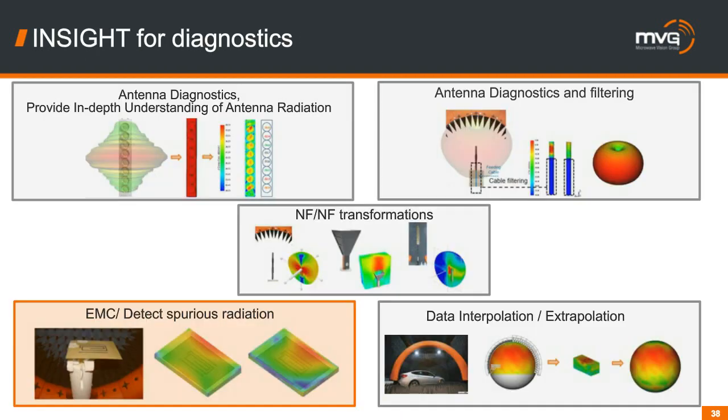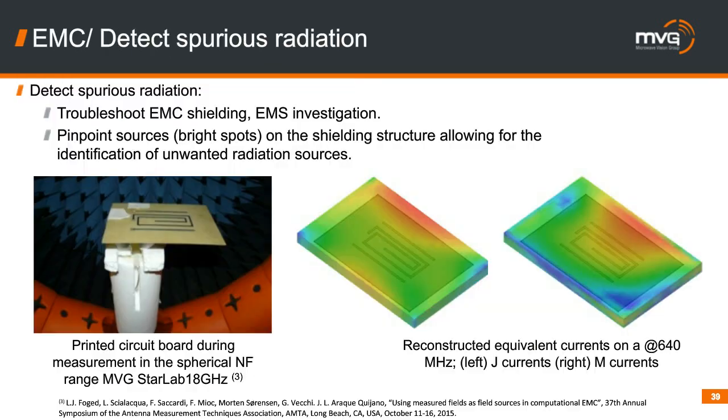The following application regards EMC and detects spurious radiation. All electronic devices present in commercial products and integrated in their intended enclosures need to be tested using EMC meters. Steps include verifying the radiation emissions from the devices to be compliant with the EMC requirements. InSight can be used for this kind of test since the equivalent current reveals spurious radiation and pinpoints sources.